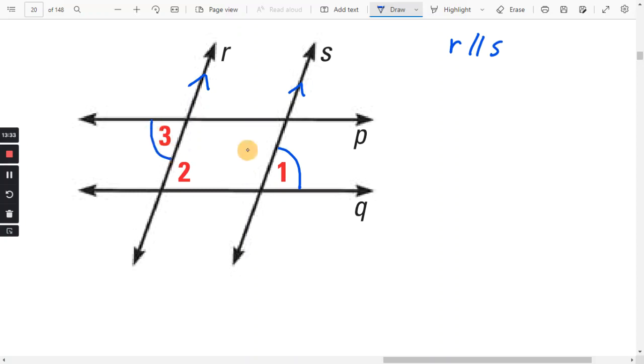So see if you can explain or prove that P is parallel to Q. See if you can explain it in paragraph form.